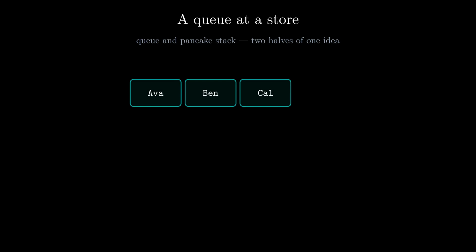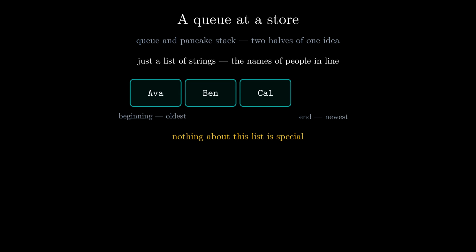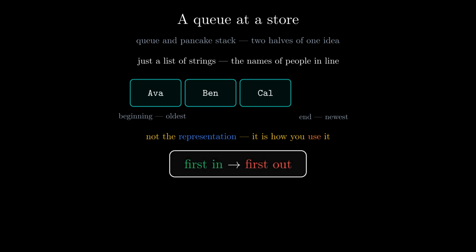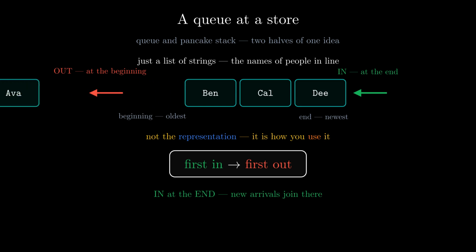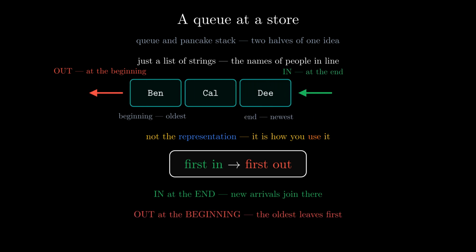A queue at a store goes hand in hand with a stack of pancakes. So take the queue first. Its representation can be something really simple. Just a list, holding strings with the names of the people currently in line. Nothing about that list is special. What makes a queue is not the representation, it is the way you use it. In a queue, the first person in is the first person out. So if your design decision is to add new arrivals at the end of the list, then when you remove someone, it had better be the oldest person at the beginning of the list. Use the list consistently that way, and you have simulated a queue.